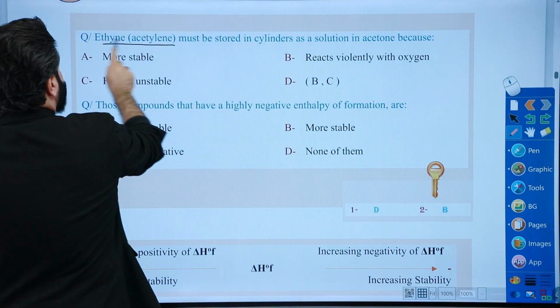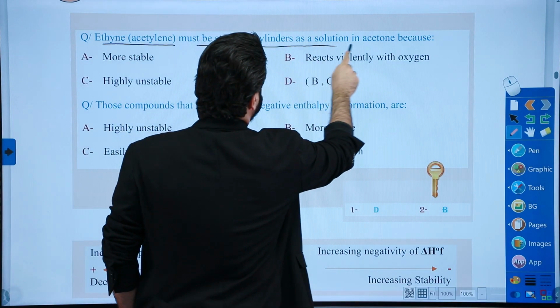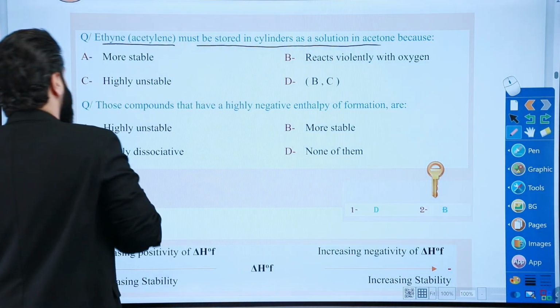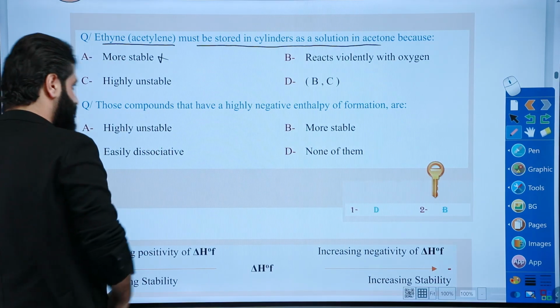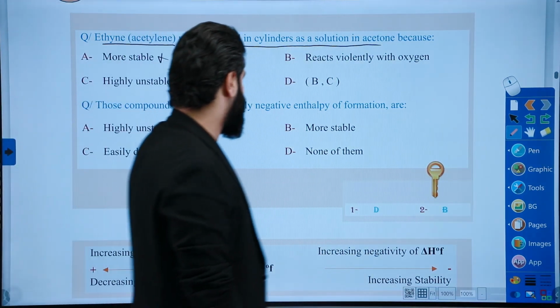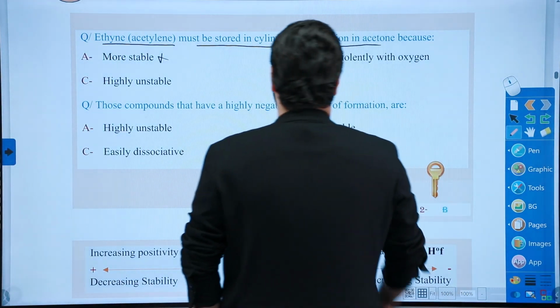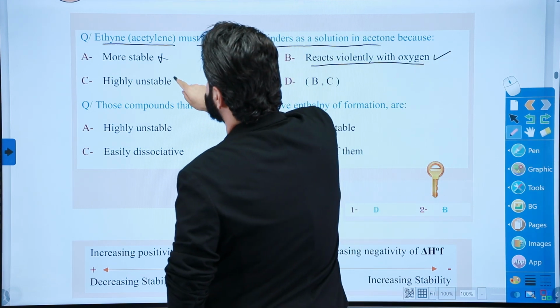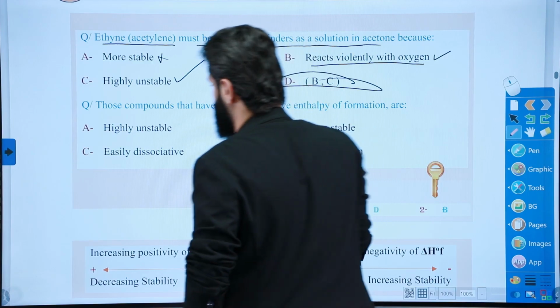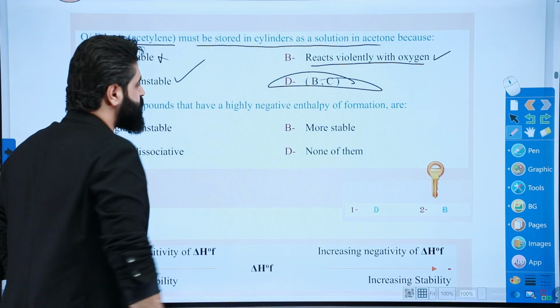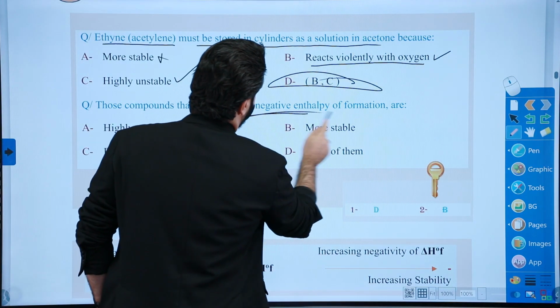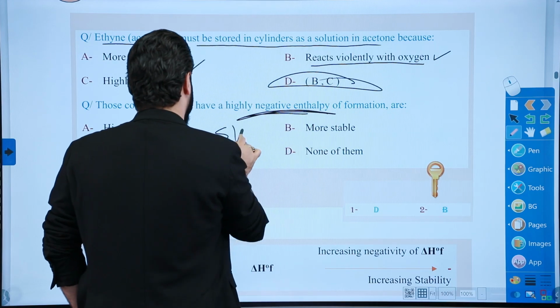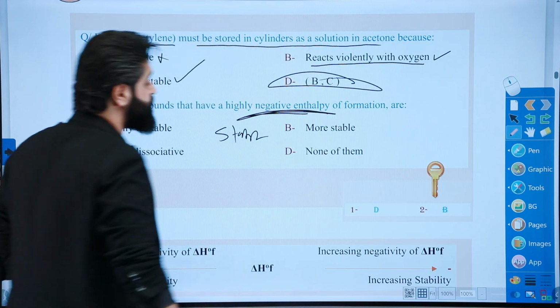Ethyne, acetylene, must be stored in cylinders as a solution in acetone. Why? Because it's then more stable. It's a very unstable substance. It reacts violently with oxygen, yes, correct. Highly unstable, yes. B and C are correct. Those compounds with a high negative enthalpy are stable, so such a compound must be more stable.